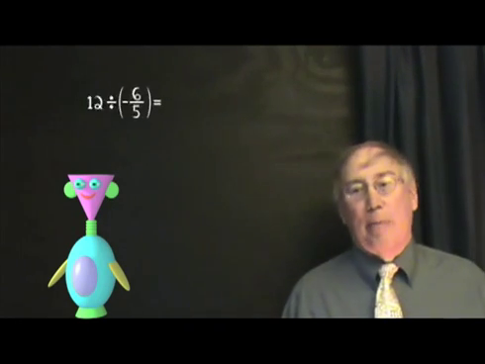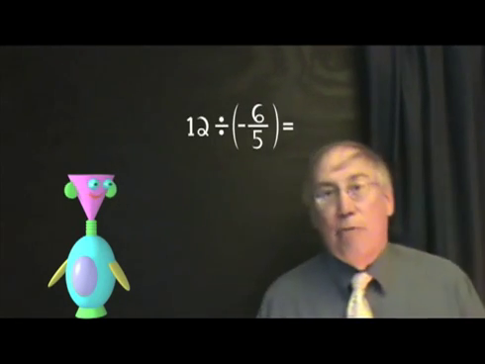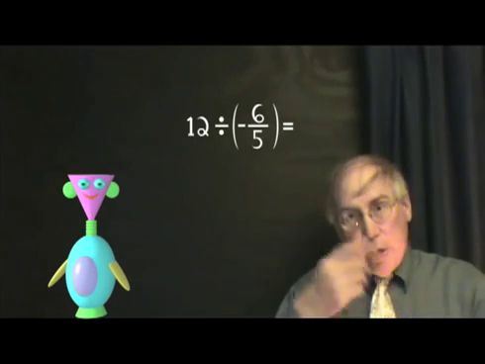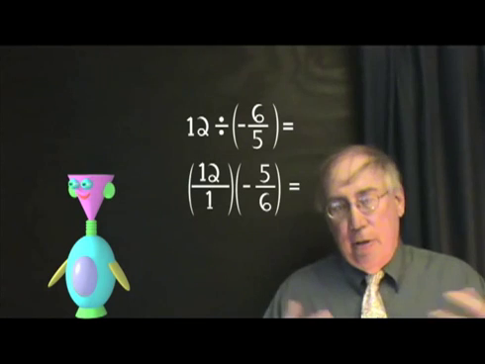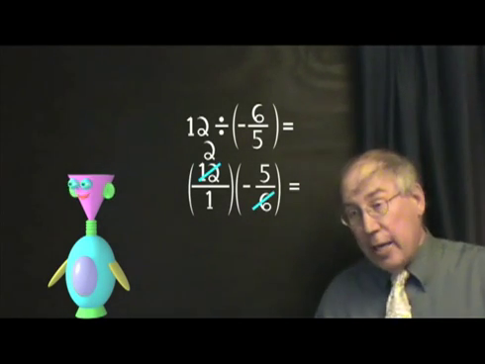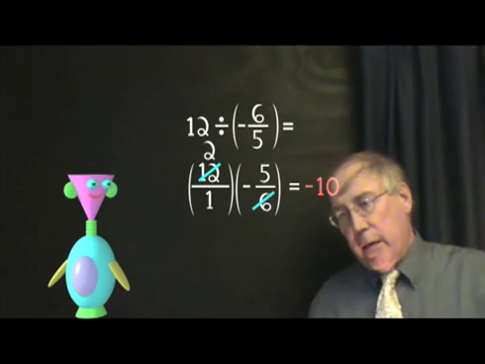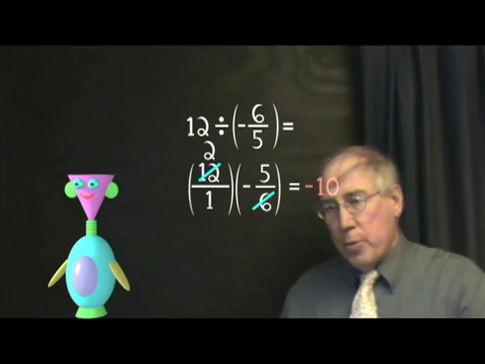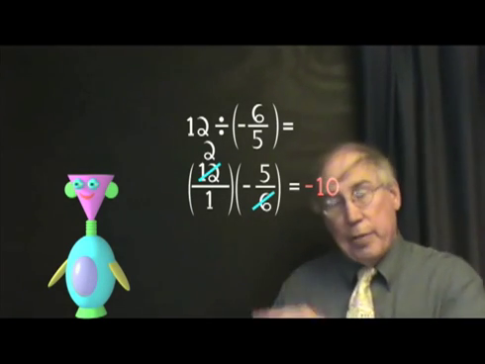Look at Hilbert here. He's come by to give us another problem. So let's see what it is. Hope it's not too complicated. Oh, it is. A fraction. Now, if we're dividing with a fraction, what we can do is invert the divisor and then multiply. So our divisor is negative 6/5, so we can invert that, and then we can divide. We can cancel 6 into 12. Goes 2 times. Multiply across, we'll get a negative 10 because we got a positive times a negative.